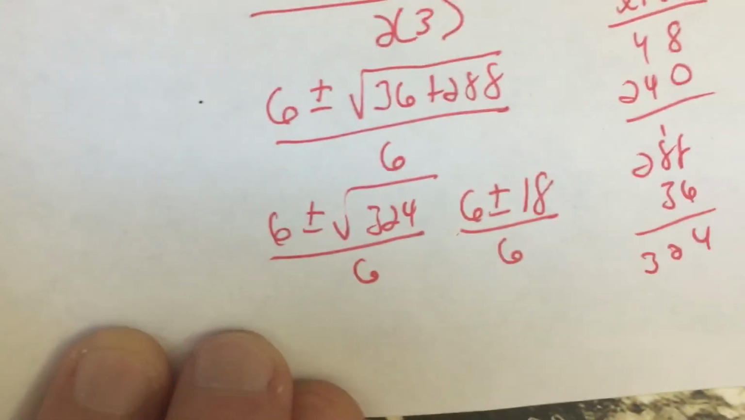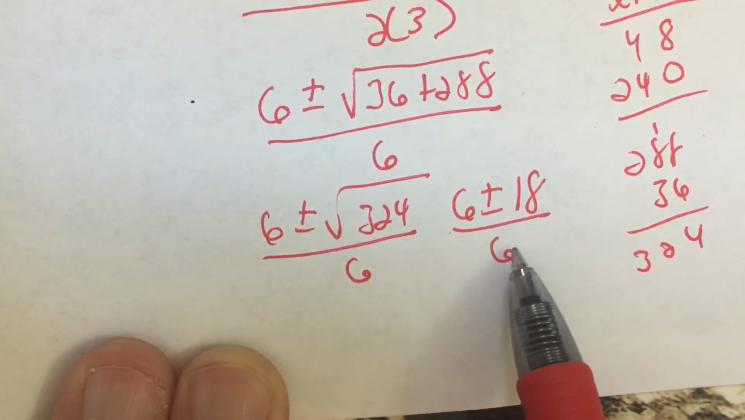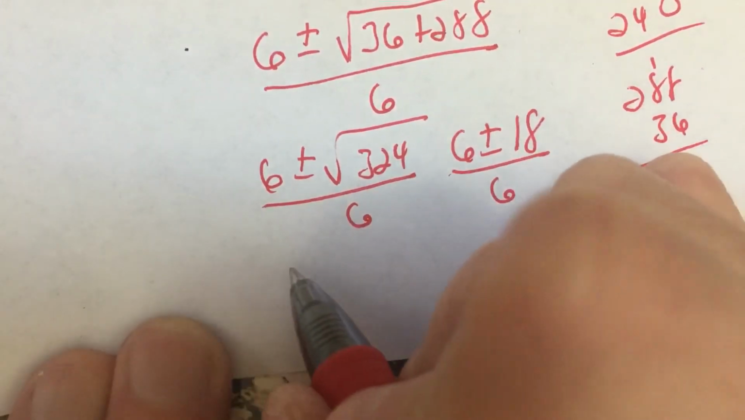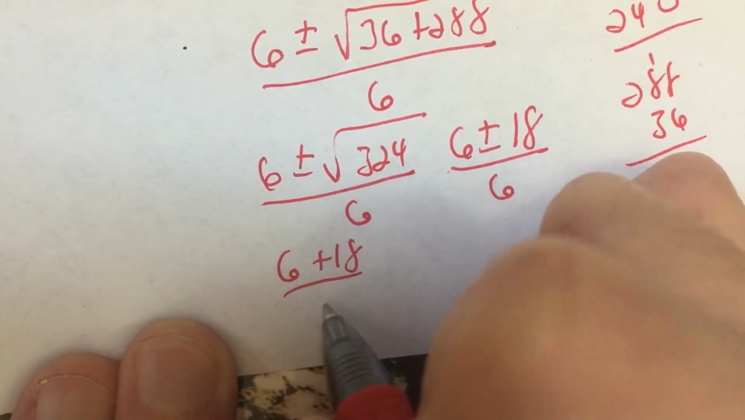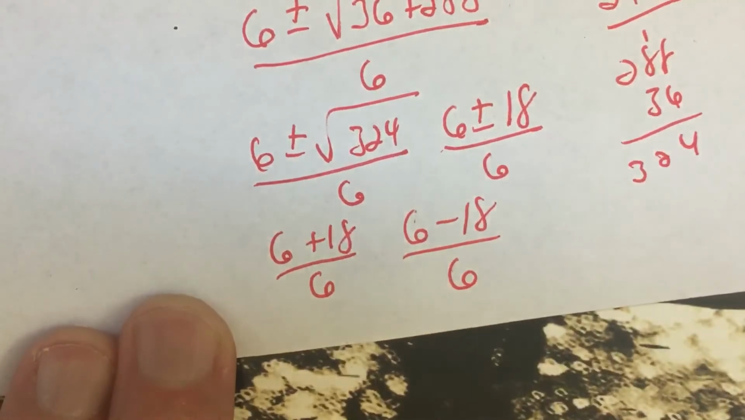And now I'm going to split this into two separate equations. 6 plus 18 divided by 6 and 6 minus 18 divided by 6. Got to use each one of those symbols. 6 plus 18 divided by 6. 6 minus 18 divided by 6.